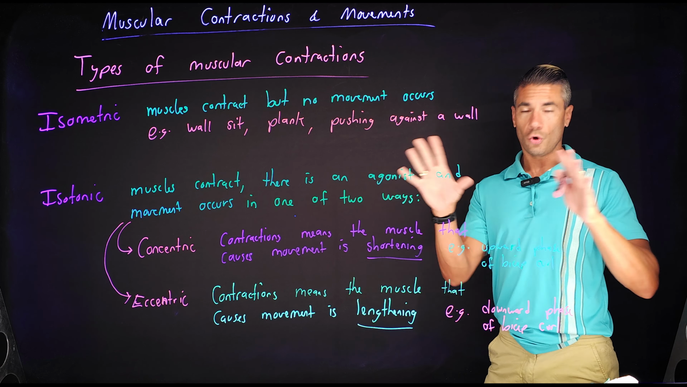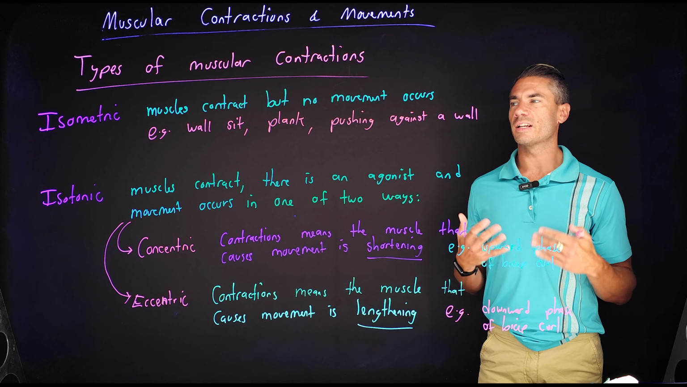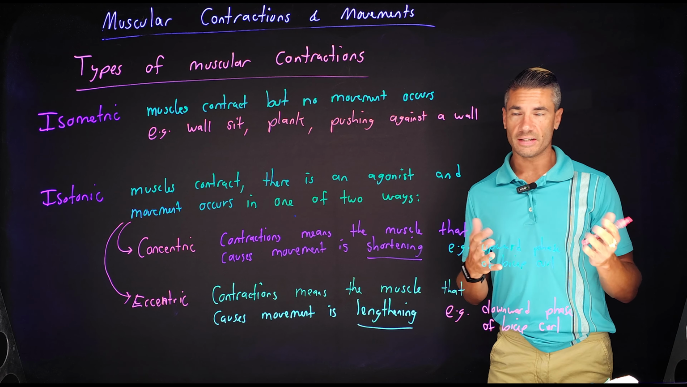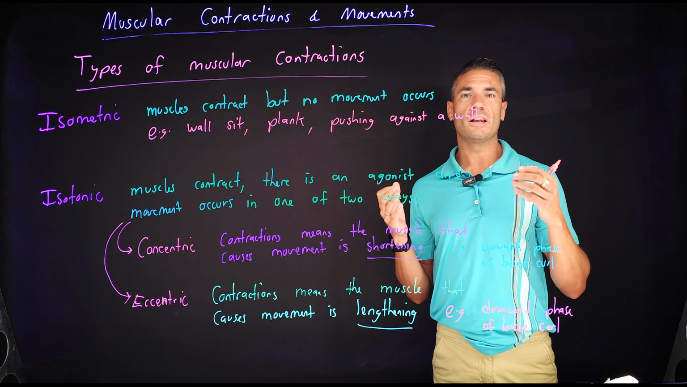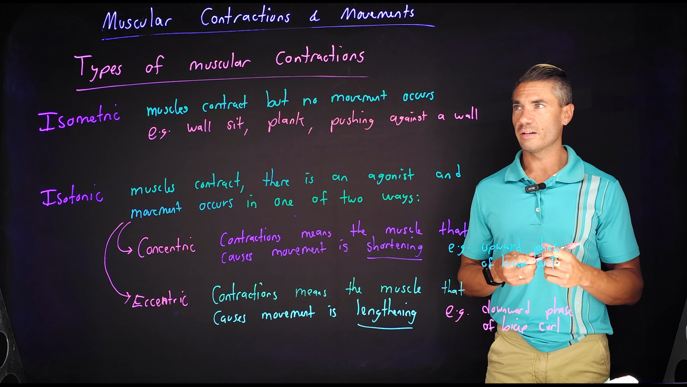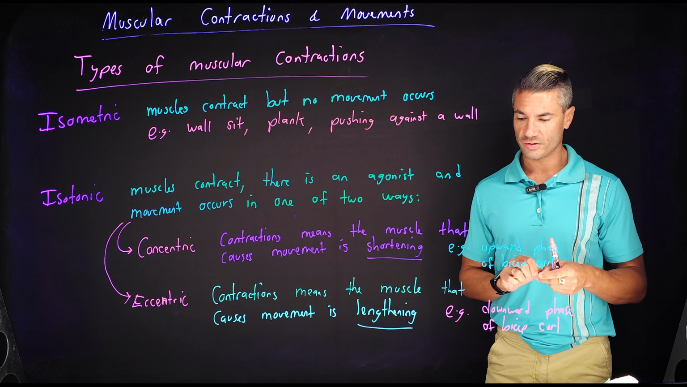And this applies to all movements, and we're gonna do a whole bunch of them in class as an activity so that you get comfortable with identifying what is the agonist and antagonist pairings and in which direction the concentric and eccentric is happening, all right? So they are our types of muscular contractions.